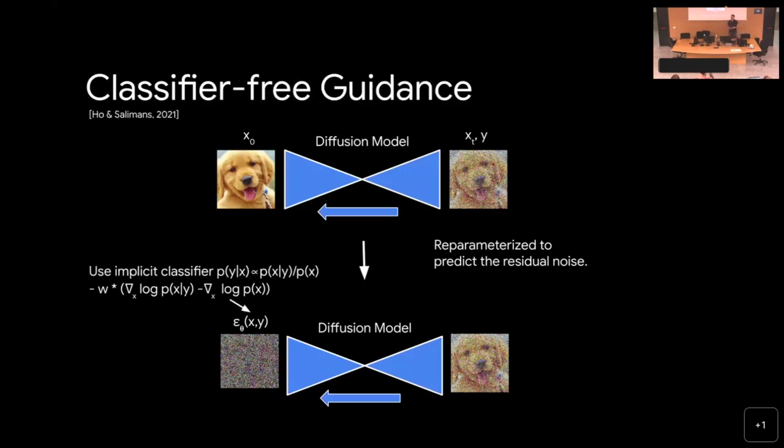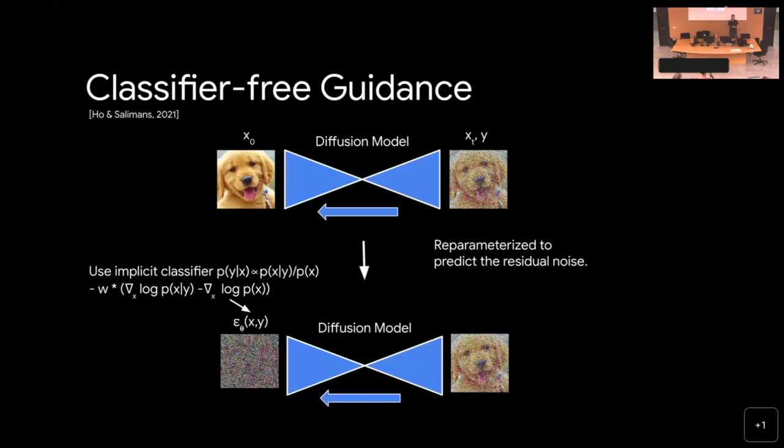So we had follow-up work to this, which we call classifier-free guidance, where instead of having an explicit classifier model, like a ResNet, we actually just use an implicit classifier, which we define through Bayes' rule. If you remember Bayes' rule, the distribution of y given x is proportional to the density of x given y divided by the marginal density of x. And then if we again take gradients, like we did before, we get a gradient of the conditional distribution of x minus a gradient of the unconditional distribution of x.